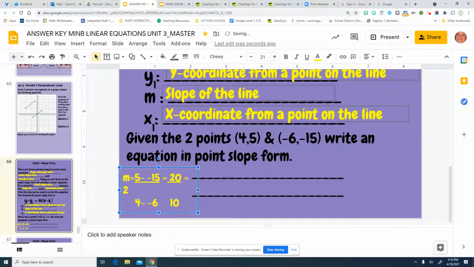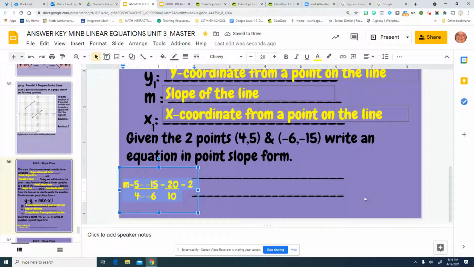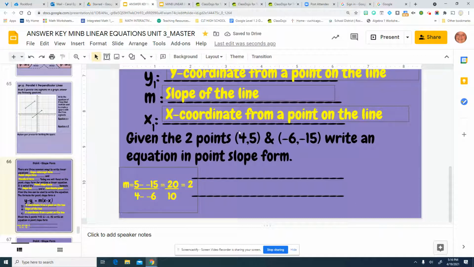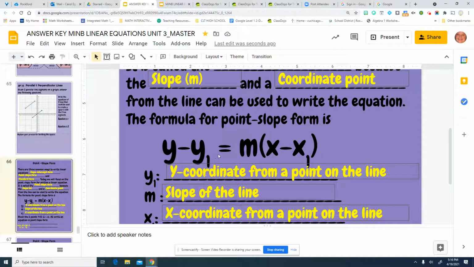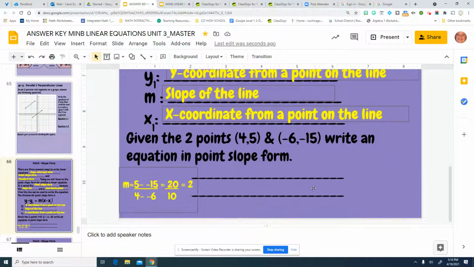So with that in mind, I can choose either point to use to write my equation in point slope form. Been a long day, so I was having a brain fart there for a second. So let's go ahead and first write it with the first point and then the second point. So remember, we want to follow along with y minus y1 equals m times x minus x1. And then we may need to clean it up.